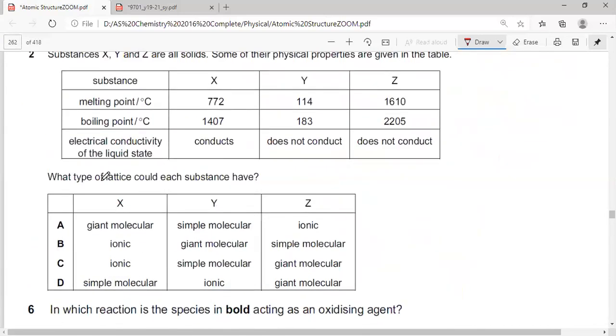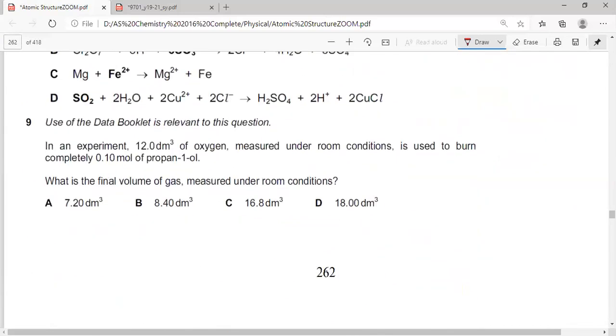Okay, here we are, organic chemistry. In the experiment, 12.0 dm³ of oxygen measured at room temperature is burned with 0.1 mole of propanol. Now, propan-1-ol is CH3CH2CH2OH plus oxygen. You need to know the equation. It gives carbon dioxide completely, that means no carbon monoxide, no carbon, only carbon dioxide and water.